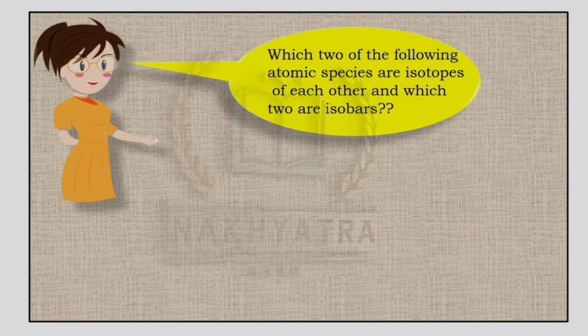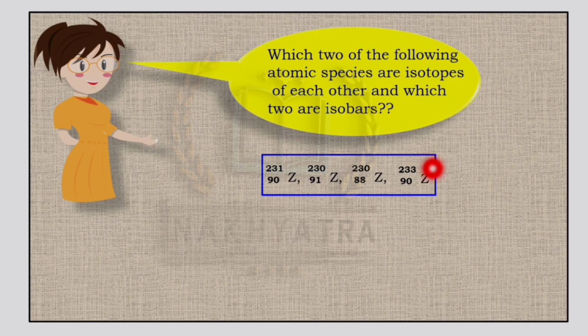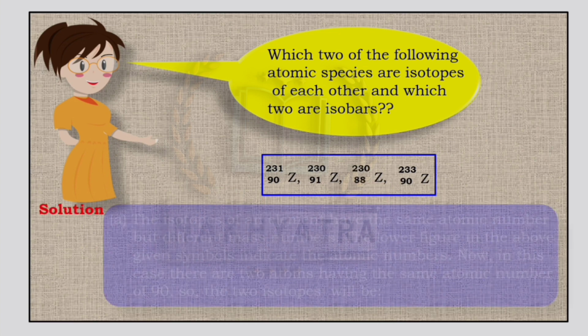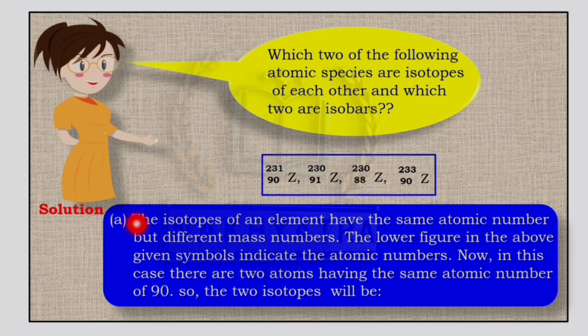Which two of the following atomic species are isotopes of each other and which two are isobars? Out of the four options, we have to find which two are isotopes and which two are isobars. Let's solve it. The isotopes of an element have the same atomic number but different mass numbers.